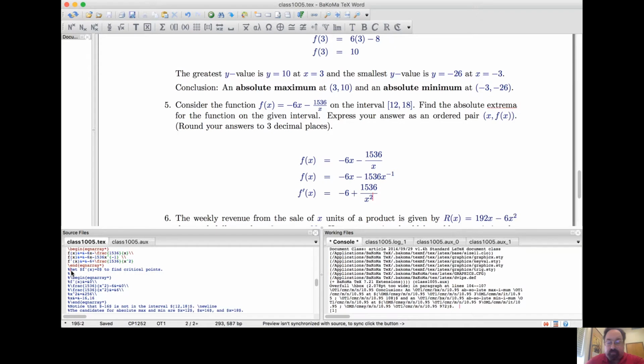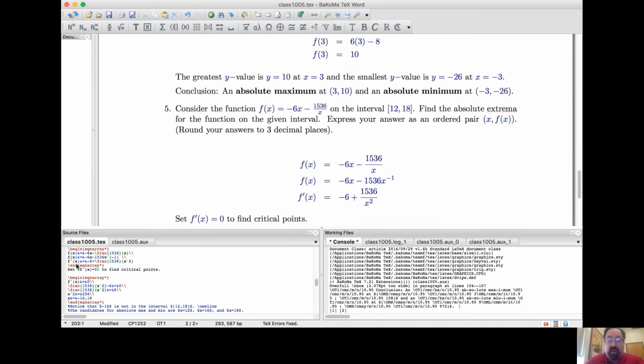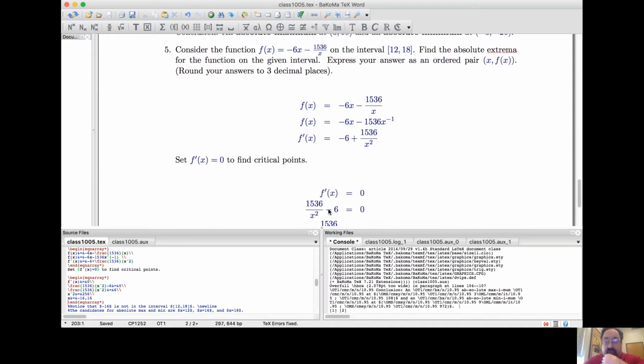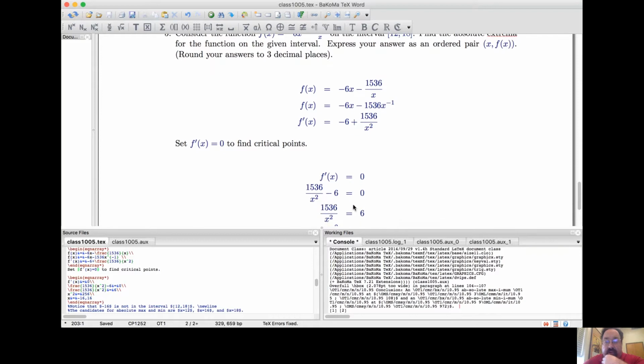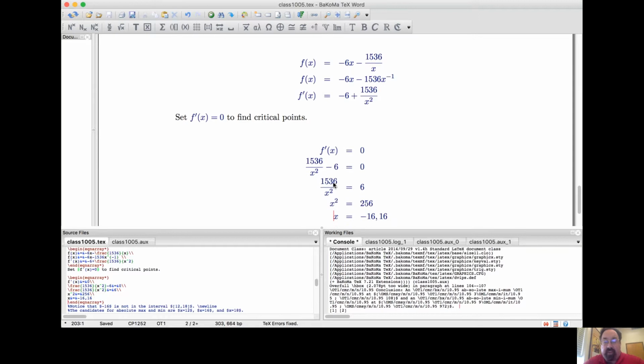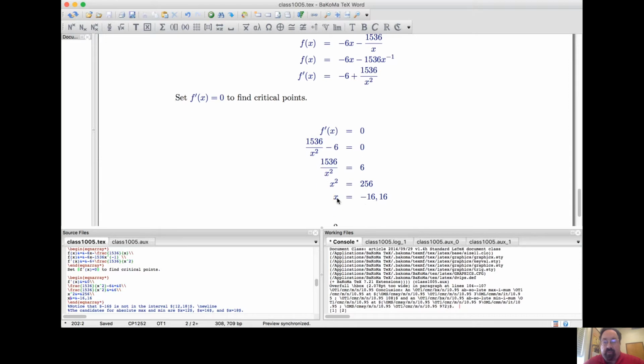So like before, set it equal to 0 to find any critical points. So I'm setting this equal to 0 and rearranging. Then I multiply both sides by x squared. And then I'm going to divide both sides by 6. I want to get x squared by itself. So we move a 6 down here. The x squared is moved up here. And we get x squared is equal to 256. Now we take a square root. Now, generally we consider that we have a positive and negative square root, plus or minus 16.